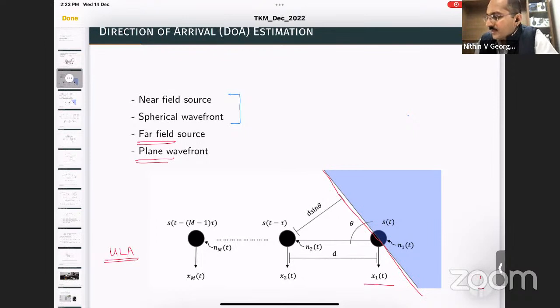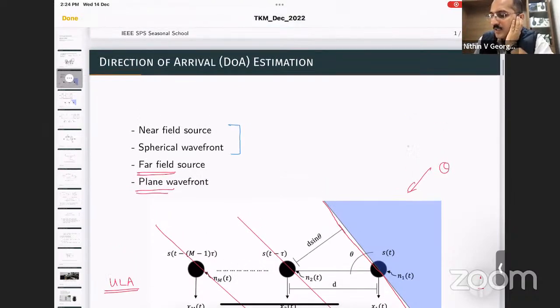At some point of time, this wavefront will reach the first sensor. After some delay, it will reach the second sensor. After some more delay, it will reach the M-th sensor. Now, can I use this information to identify from what theta the source is coming? That problem is what is called the direction of arrival estimation.